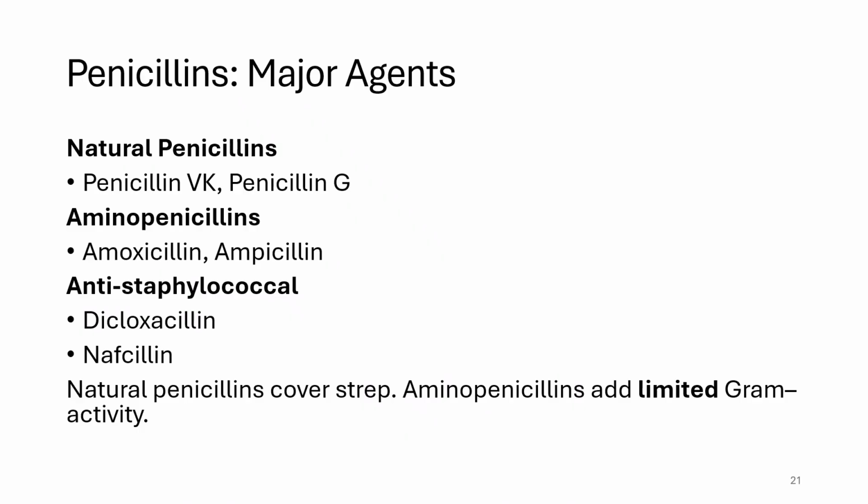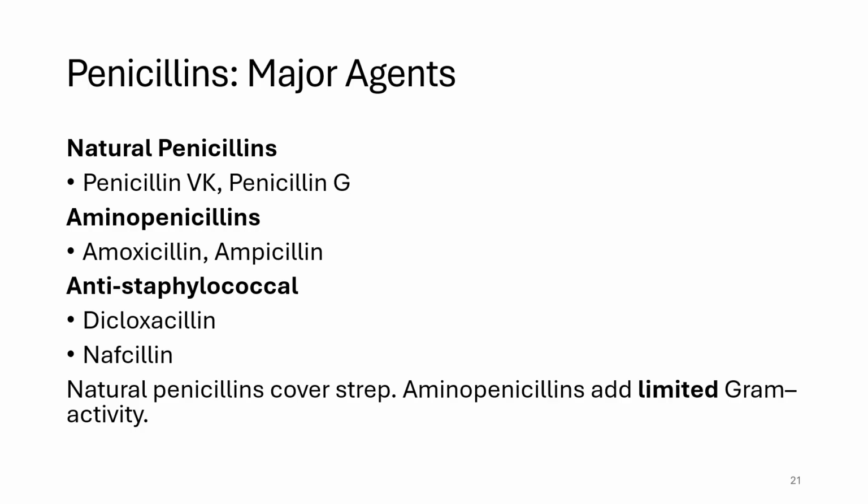Let's zoom in on our penicillins, a very common class. So first, our natural penicillins, that's Pen-VK and penicillin G. These primarily target Streptococcus species, so think classic strep infections. Next are the aminopenicillins, amoxicillin and ampicillin. These expand coverage compared to the natural penicillins by adding limited gram-negative activity, which is why amoxicillin is so commonly used for things like otitis media and sinusitis.